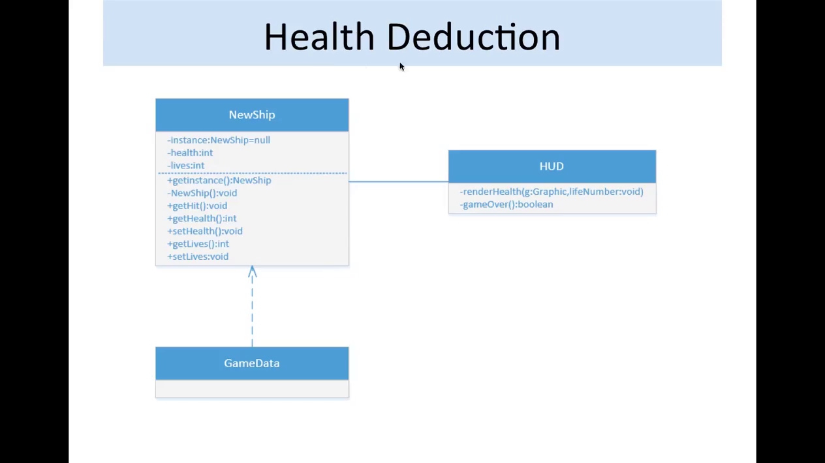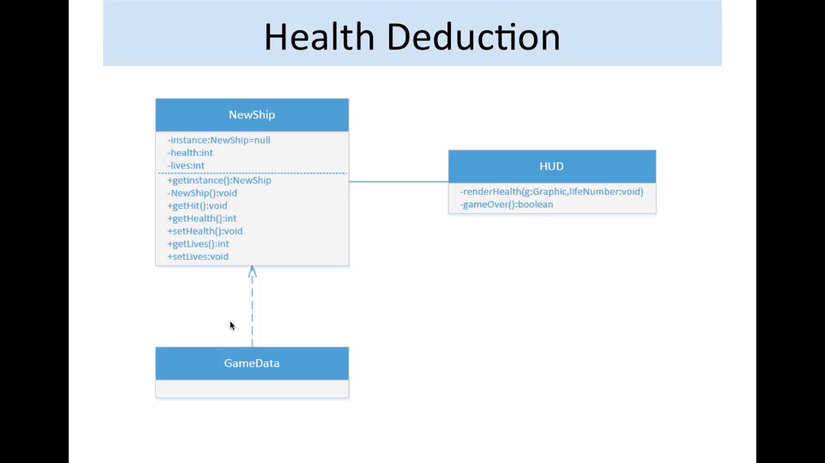This is the structure for the health detection. The new ship class is the ship for the player. I have implemented the singleton design pattern on it, and then added the health and lives properties. Every new ship will get different health and different lives. The getHit method is used to lose health once the ship gets hit.